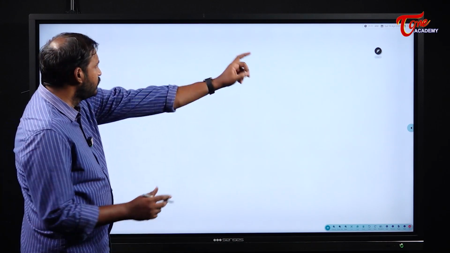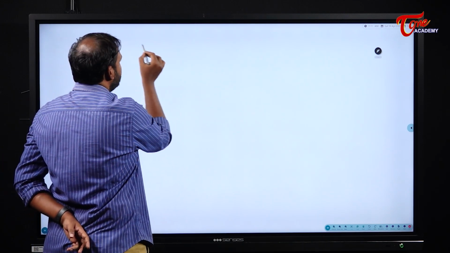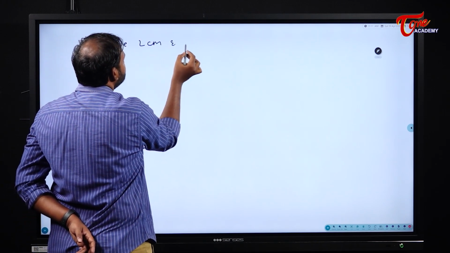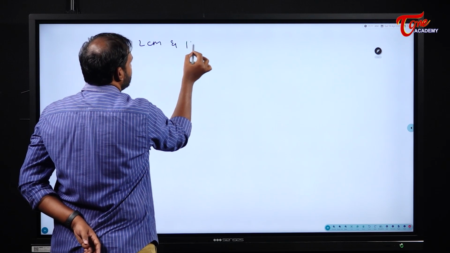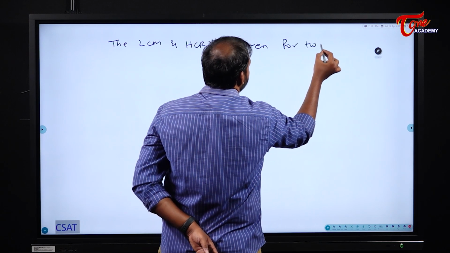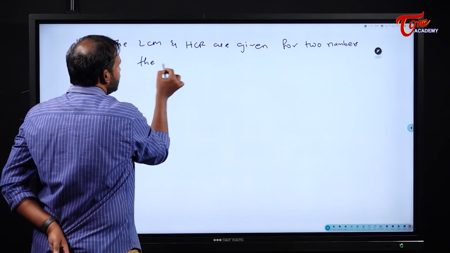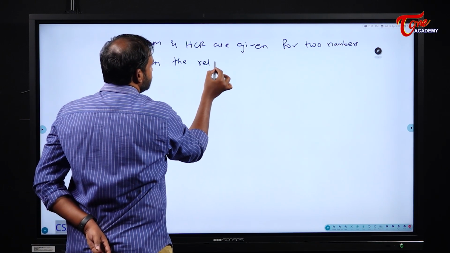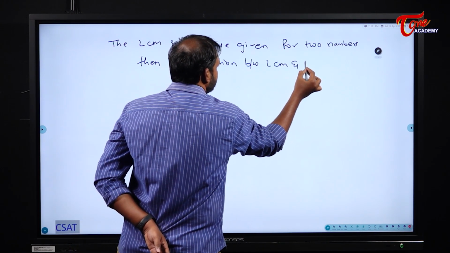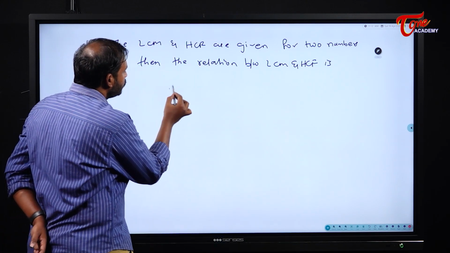That's it. Next one is, see here, students, there is only one relation between LCM and HCF. If the LCM and HCF are given for two numbers, then the relation between LCM and HCF is the product of two numbers.